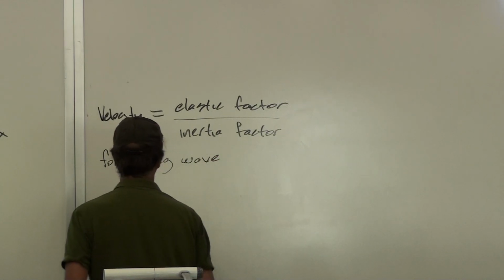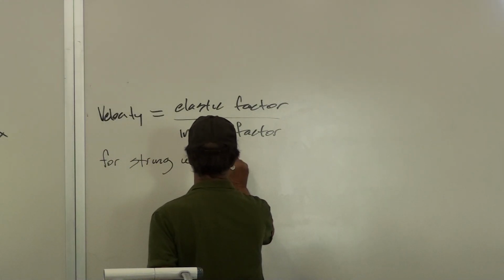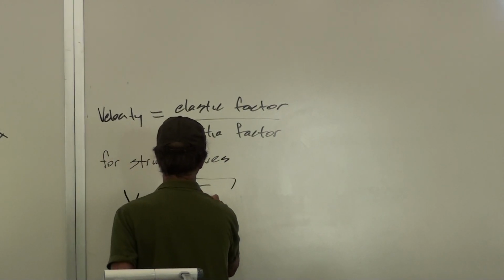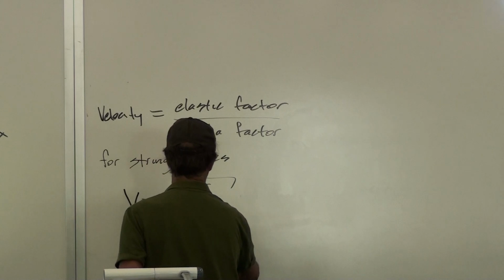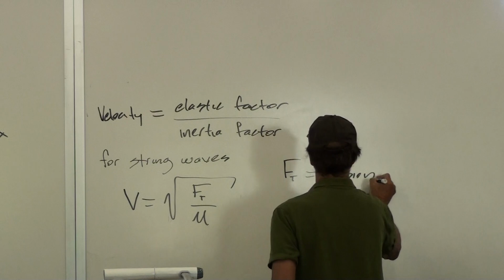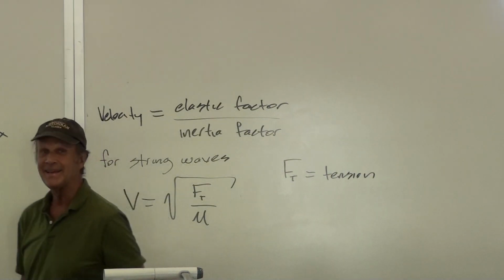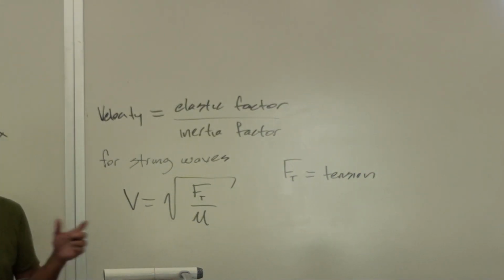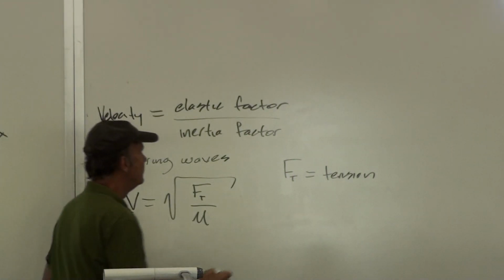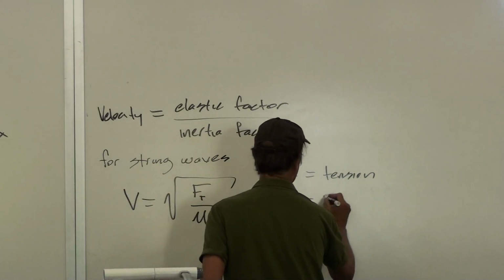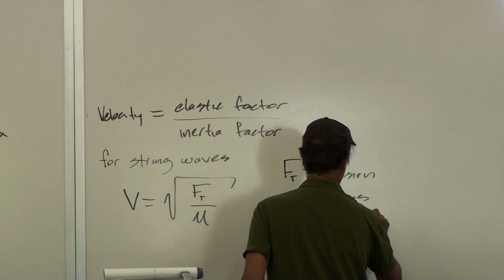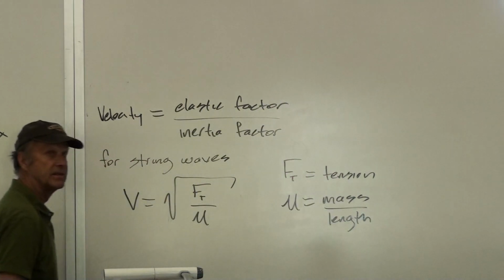So for string waves, which is kind of a classic way to start out transverse waves, we can say that the velocity is equal to the square root of the tension in the string divided by the mass per unit length. Now, some people call that T. I don't like calling it T because we also have period, and I'm trying to keep from reusing symbols in a confusing way. And then mu is our mass per unit length. We can think of this as being the mass density of the string.